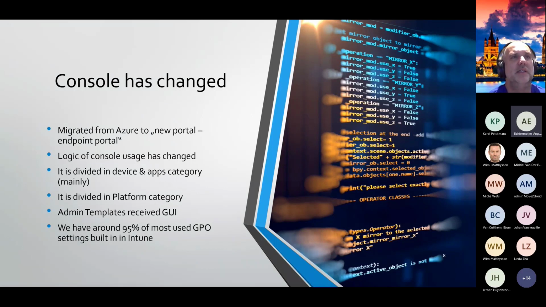The logic is divided mainly into the Devices and Apps categories. Then we have three pillars: Windows, iOS and macOS, and Android devices. It's divided by platform category. What I actually mentioned: admin templates, a huge improvement. Admin templates received a GUI within the last 3 years. We have admin templates within Intune. And in total, we have about 95% of the most used GPO settings built into Intune, which leads us to the following conclusion.